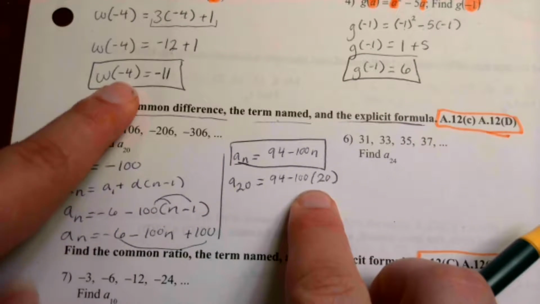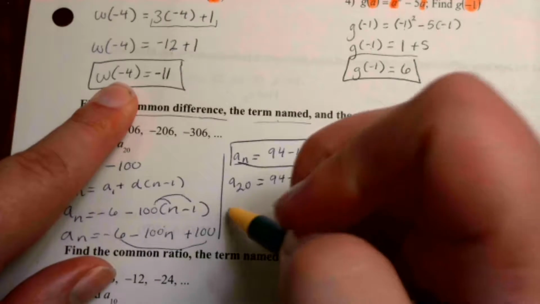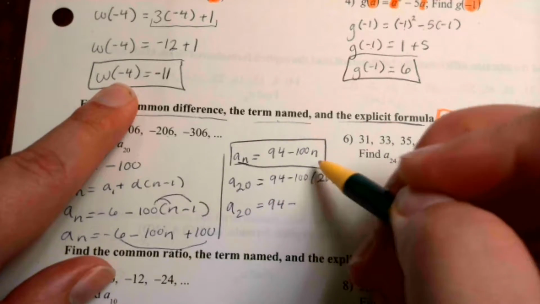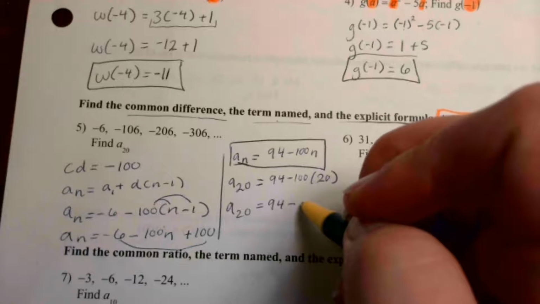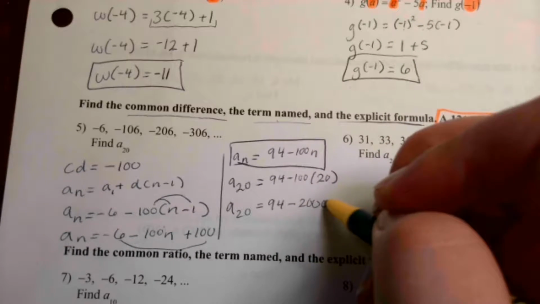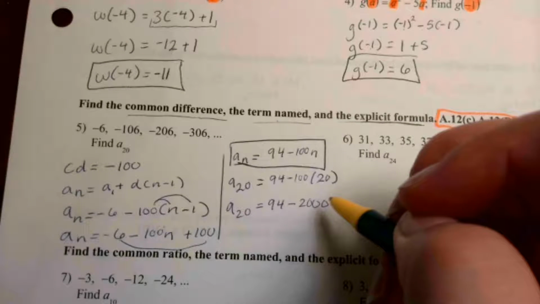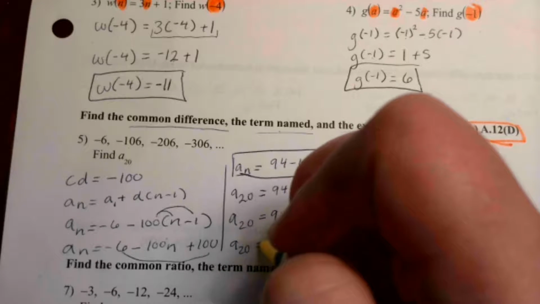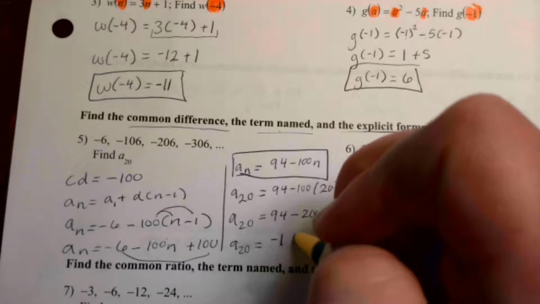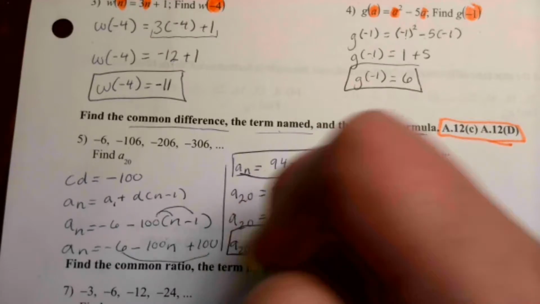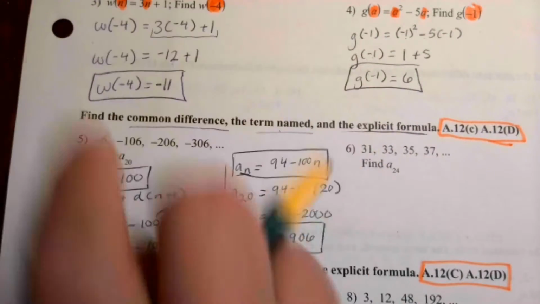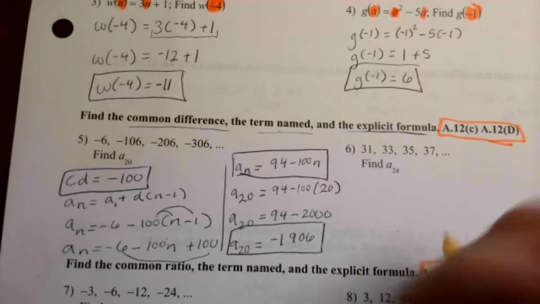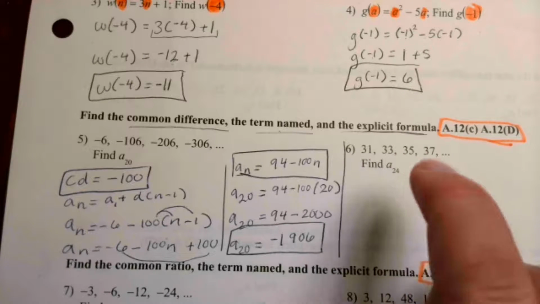So now this is just like one of these problems where we just plug in the number. A sub 20 equals 94 minus 2,000. That is just -1,906. So I've got my common difference, I've got my explicit formula, and I've got my term named. I need to go again on this one.